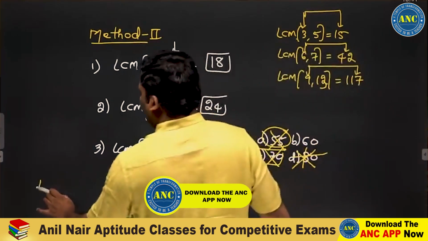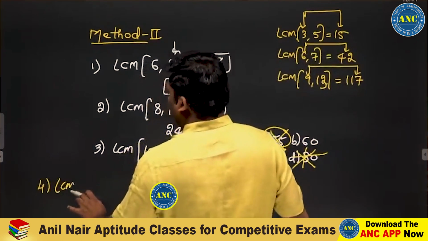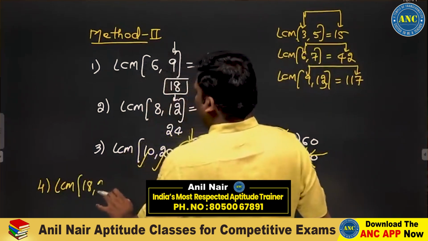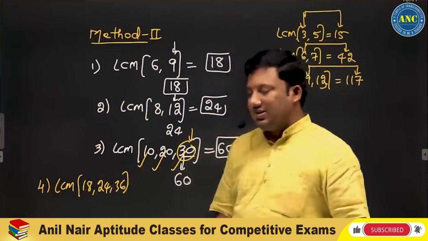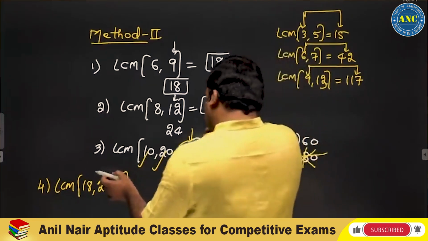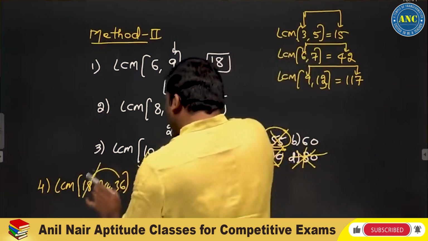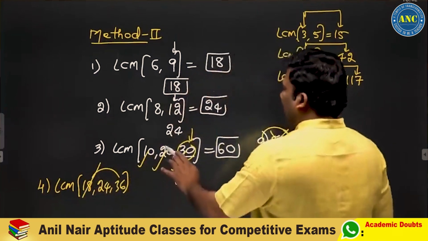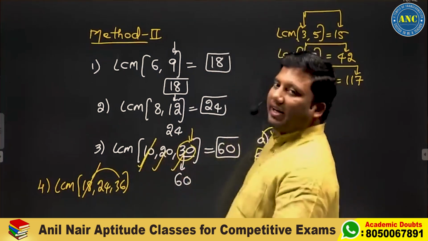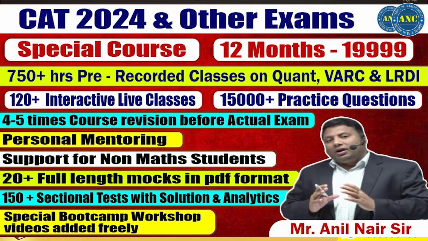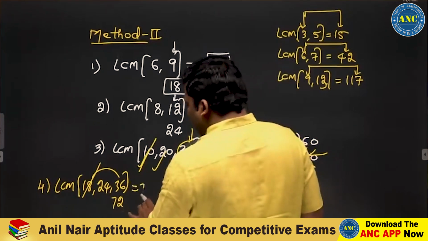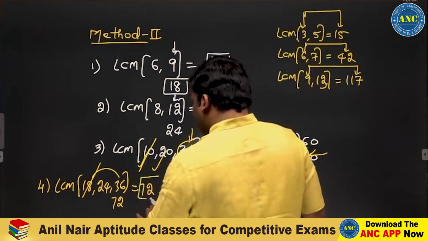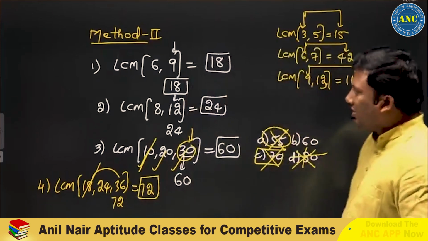One more example which we will solve. LCM of 18, 24, 36. Now see here. 18 is a factor of 36. You want to delete it? Please delete it. Similarly, 10 is a factor of 30. You can condense 3 numbers into 2 numbers. 36 is not divisible by 24. 36 twos are 72. 72 is divisible by 24. The answer is 72.